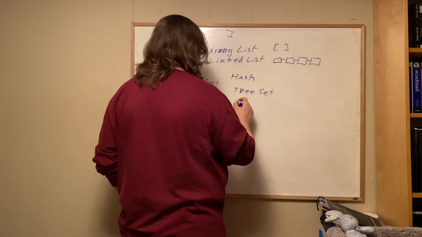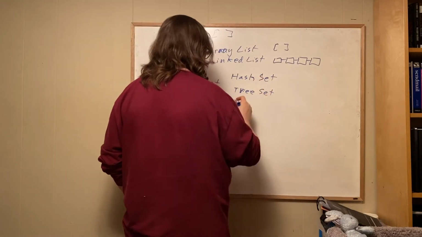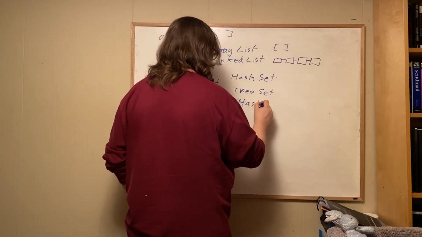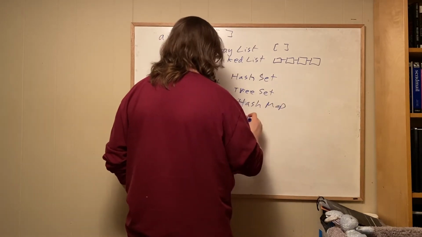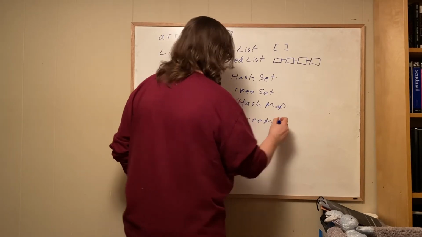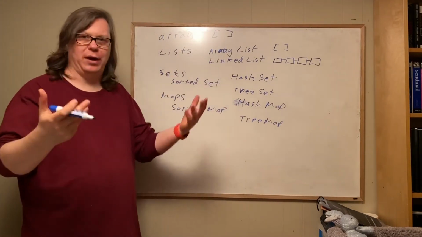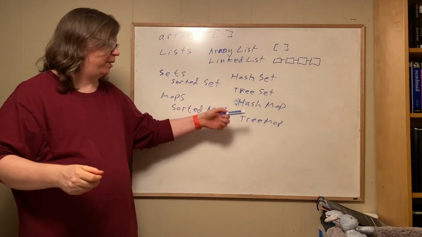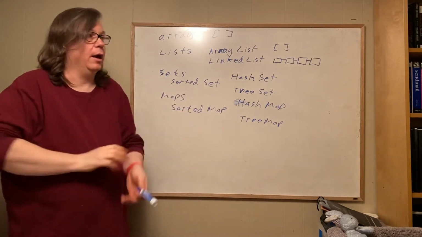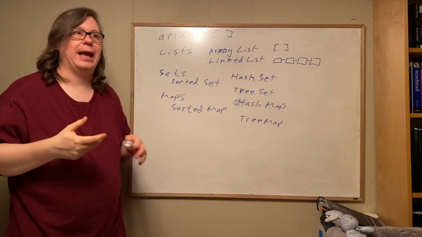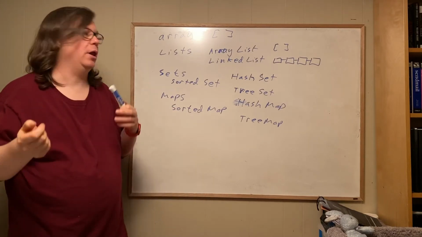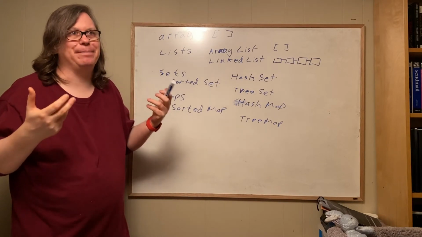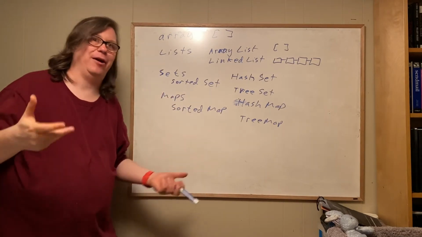Maps. Sorry, this should be a hash set. Maps, very similar, have a hash map and a tree map. Hash map, same idea, quicker to access. The keys are in a seemingly random order, whereas in a tree map, the keys are sorted alphabetically. The alphabetical sorting, again, the key has to implement comparable, and it's going to be slower. I don't know how much slower. I don't really care how much slower.